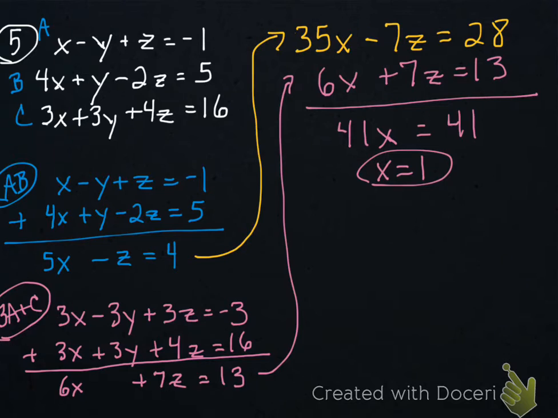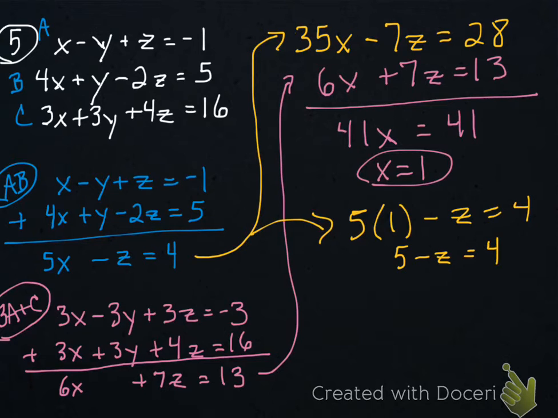Now I can take that and plug it back into other equations. So remember that AB equation that we just used? Yep. We're going to plug the x into that and find out what z is. So I have 5 times 1 minus z equals 4. So 5 minus z equals 4. Negative z equals negative 1. Z is equal to 1.